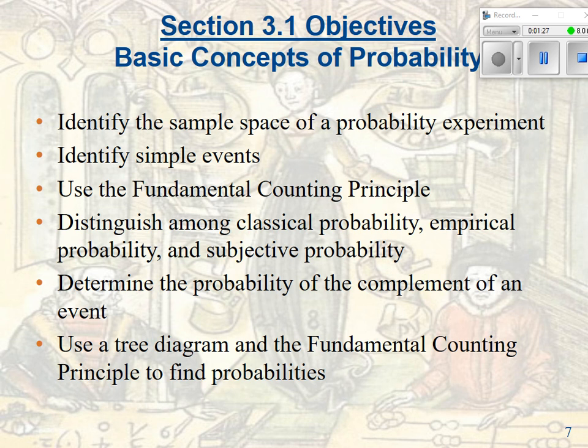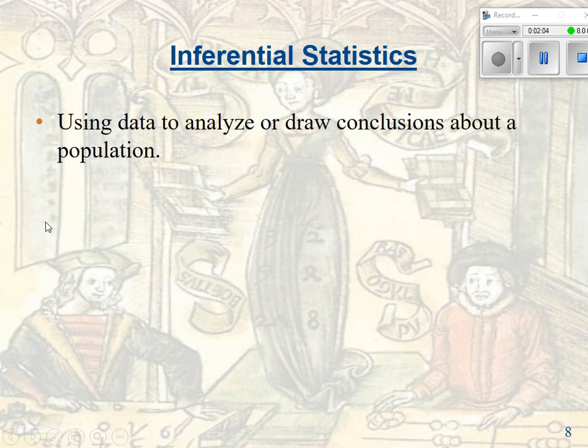Determine the probability of the complement of an event. All that means is if I said I want the probability that I pick a male student in this classroom, then we could look at the female students as the complement. Right? It's like the two together always have to add up to the whole. Be able to use a tree diagram and the fundamental counting principle to find probabilities. Tree diagram is exactly what it sounds like. Looks like a tree, sort of. I'll show you how to do those.